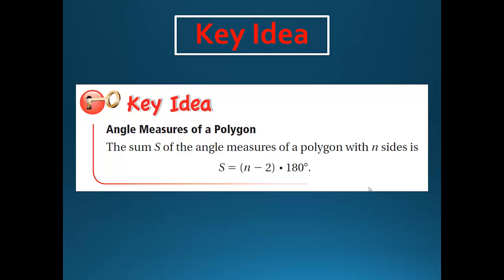Now look at our key idea for angle measures of a polygon. The sum S of the angle measures of a polygon with n sides is S equals the quantity n minus 2 times 180 degrees.